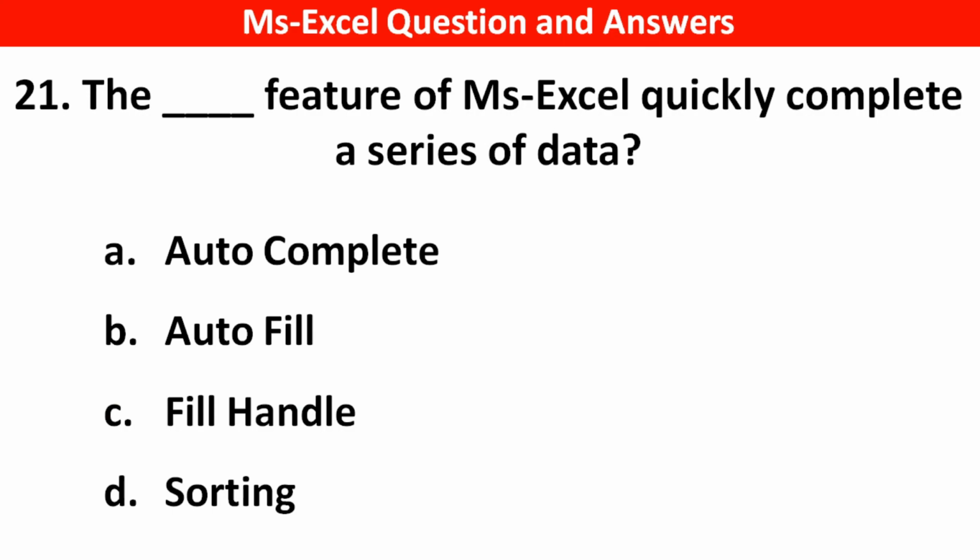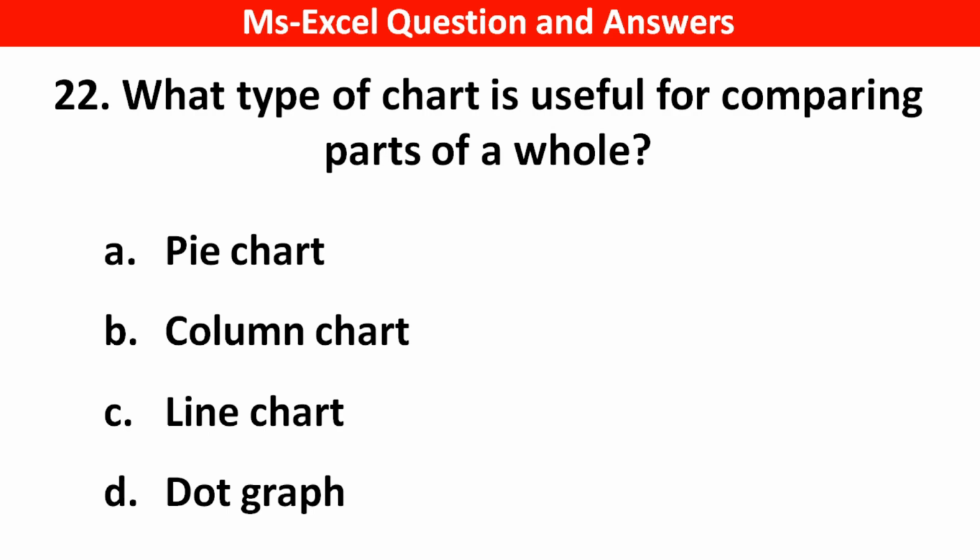Next question, the dash dash features of MS Excel quickly complete a series of data. Right answer is options B, autofill. Next question. What type of chart is useful for comparing part of a whole? Right answer is options A, pie chart.